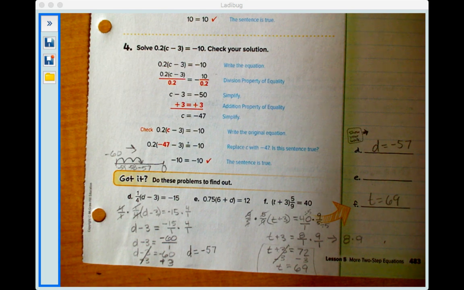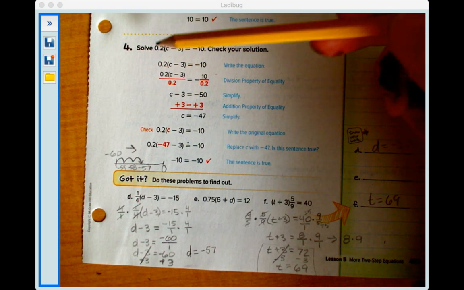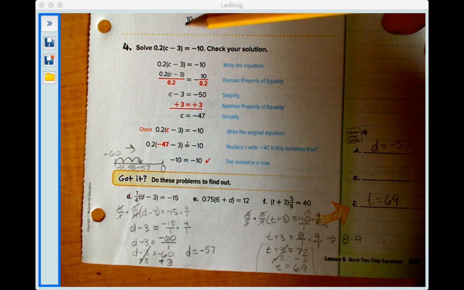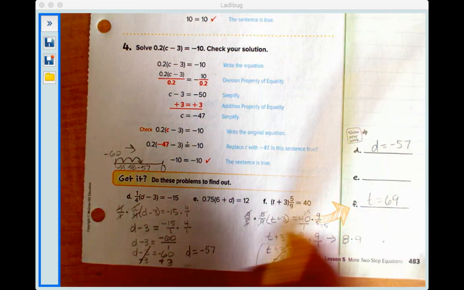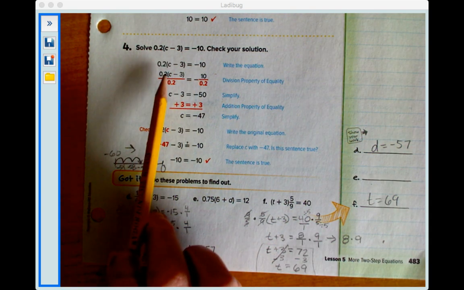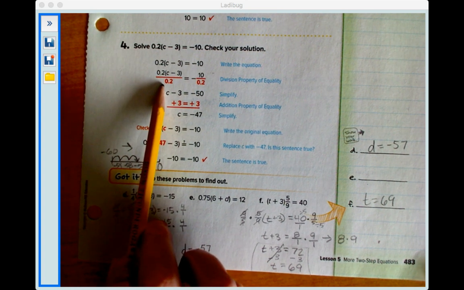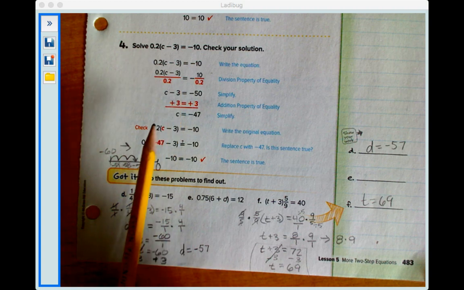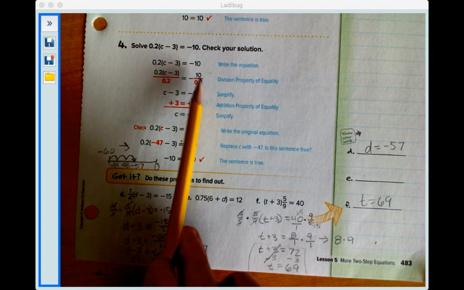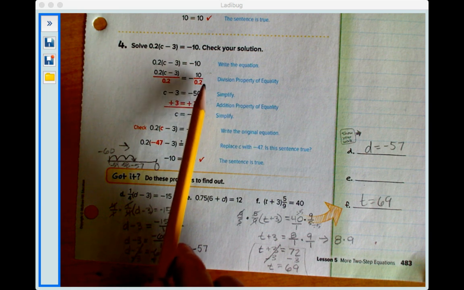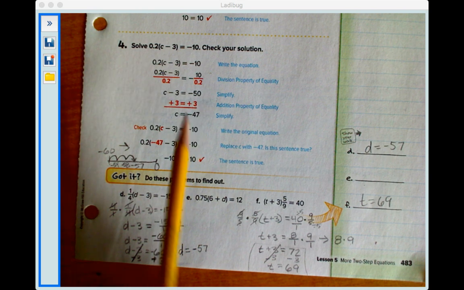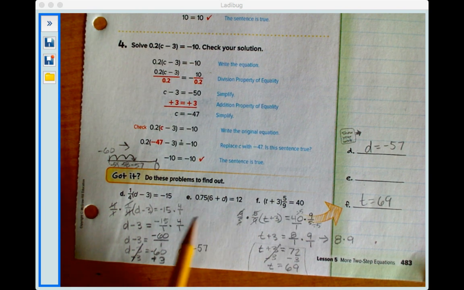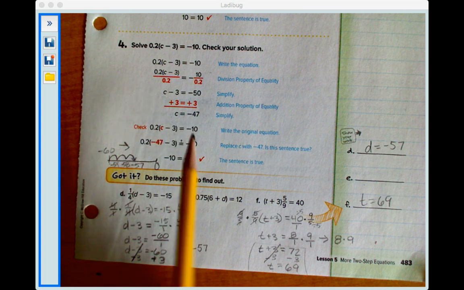So, number 4. Solve 0.2 times C equals 3, and C minus 3 equals negative 10. Since it is a group, we divide by our outer number first, because we can't touch the parentheses until last. When we divide by a decimal, you're going to need to destroy that decimal, move it over, get rid of it. So I will walk you through letter E on how to divide with a decimal and then get down to a one-step equation so that you can check your answer.